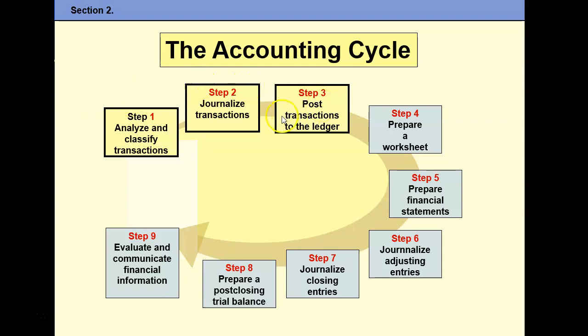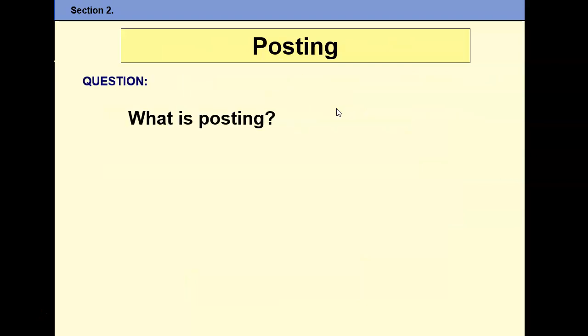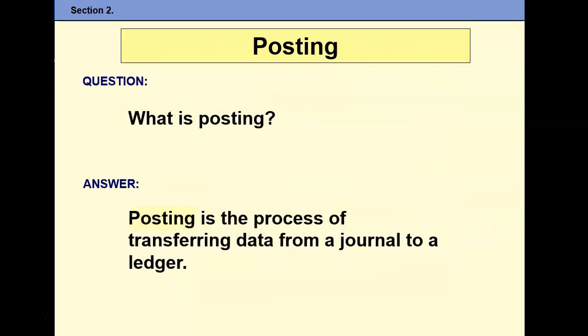Our focus today is on step 3 of the accounting cycle, how to post transactions to what's known as the ledger account. So when you hear the term posting, perhaps you're saying, what is posting? Posting is the process of taking data from the general journal and recording it into the appropriate ledger account, and we're going to practice those steps today.